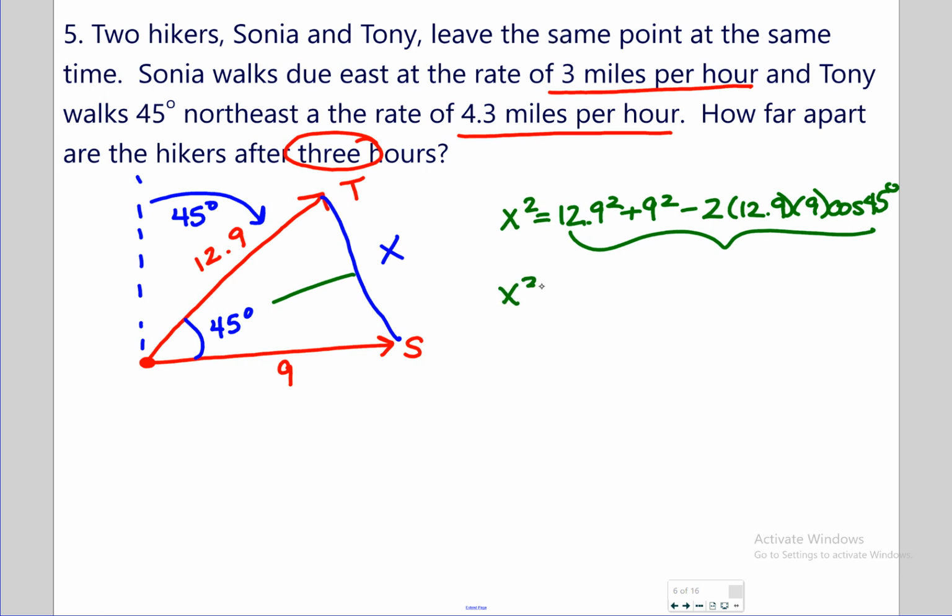I'm going to get x squared equals about 83.2. And then in your calculator, just don't forget to take the square root of that at the end. So we're going to give it about 9.1. And this problem I would label miles, is how far apart they are after that 3 hours. Okay. Questions on 5.